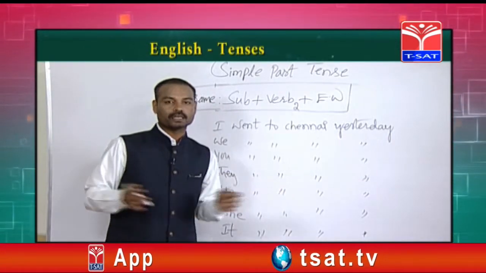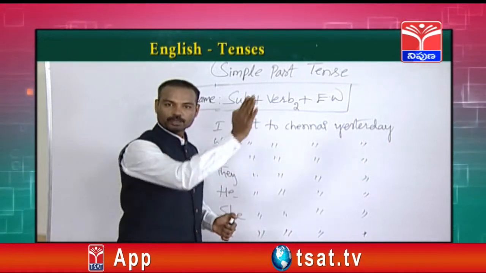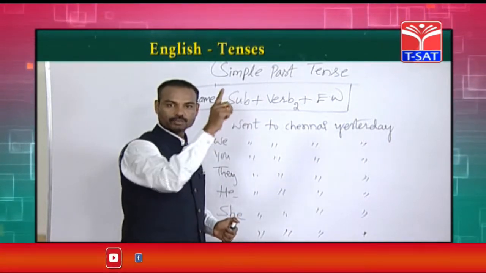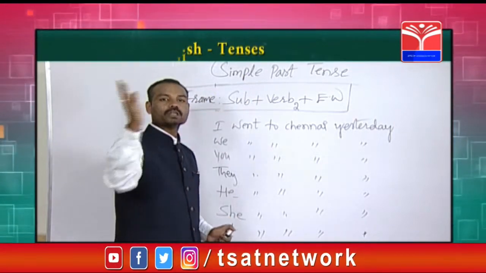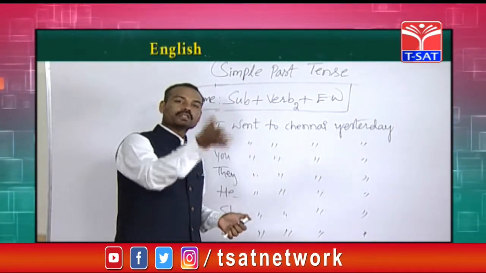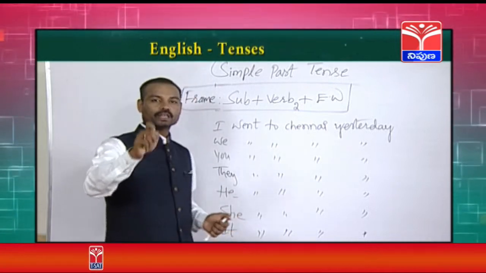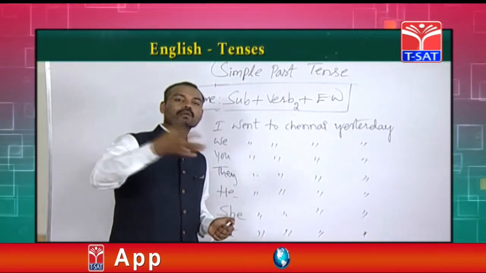I watched a movie yesterday. We watched a movie yesterday. They watched a movie yesterday. He watched a movie yesterday. She watched a movie yesterday. Raju watched a movie yesterday. Rani watched a movie yesterday. Mallesh watched a movie yesterday. Mallesh and Venkat watched a movie yesterday. Like that we can tell a number of examples.